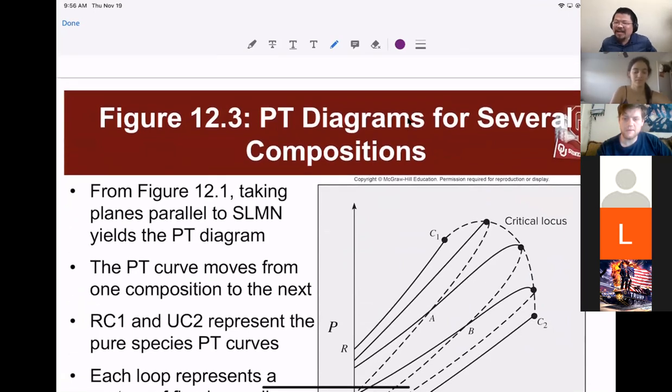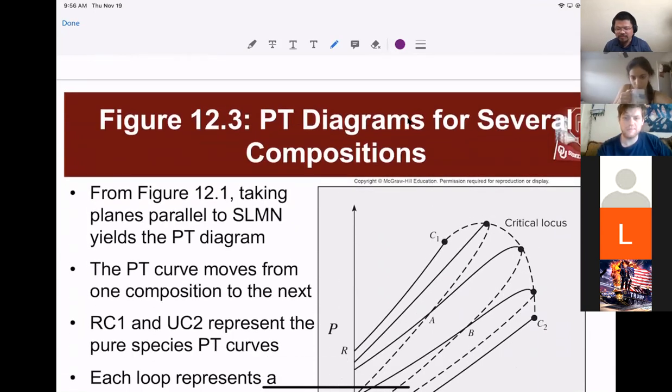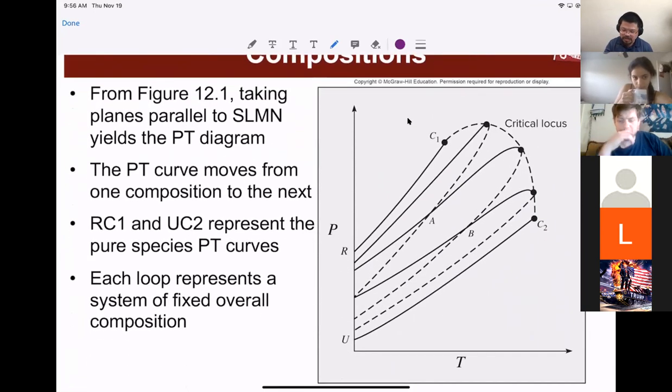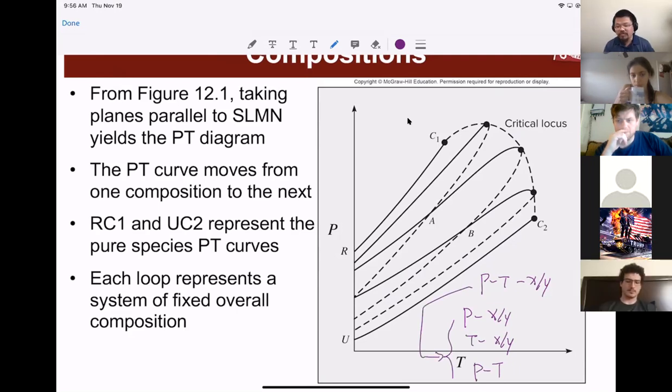Then the last diagram, well, we have the slides. The last diagram is for the PT diagram, right? So we have this PTXY, then we could have PXY, we could have TXY, and eventually we could have the PT. So this is how we go from the 3-dimensional to the 2-dimensional phase diagram.